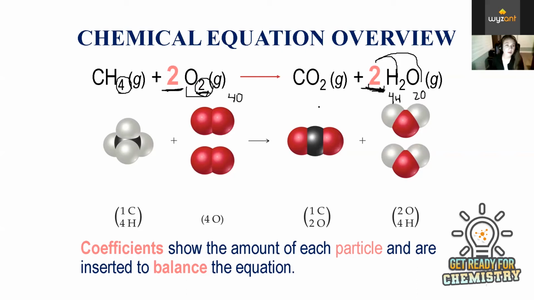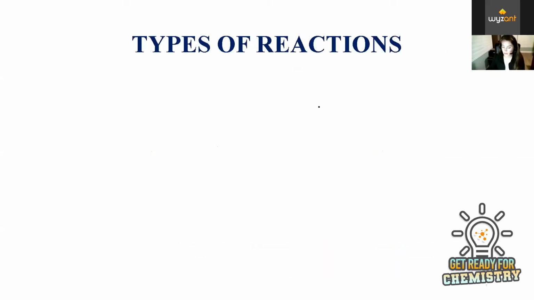So you might have remembered naming and writing ionic compounds. We'll go through that really quick. Okay, so types of reactions. This is something you probably did in Chem 1. So this will be a brief overview of types of reactions.